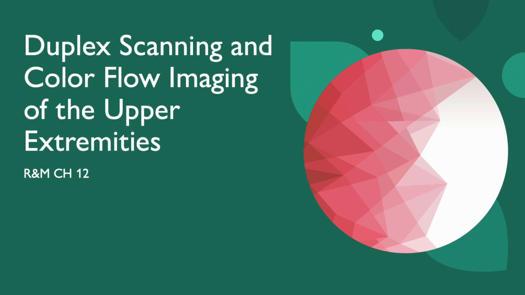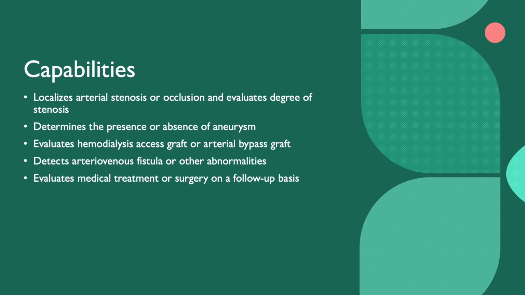Okay, now we are going to go over chapter 12 of R&M, and this is scanning duplex and color flow imaging of the upper extremity arteries. So what are the capabilities? It's going to allow us to localize an arterial stenosis or occlusion and evaluate the degree of that stenosis.